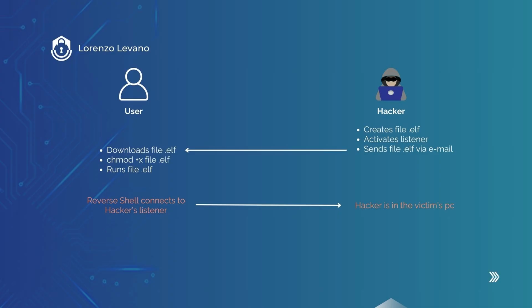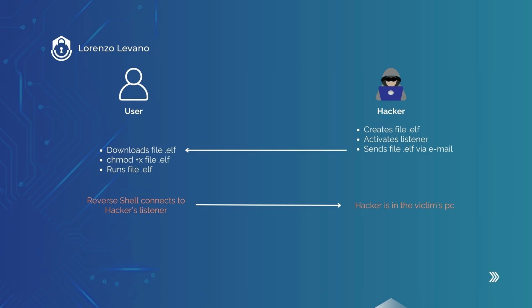On the right we have the attacker, which is the hacker, operating from a Linux machine in this case. The attacker creates a malicious .elf file, which is a Linux executable. They then activate a listener, this could be for example netcat or Metasploit, which waits for the incoming reverse shell. Finally, they deliver the .elf file to the victim, in this case via email, but it could also be a direct download or a USB drive or phishing page.